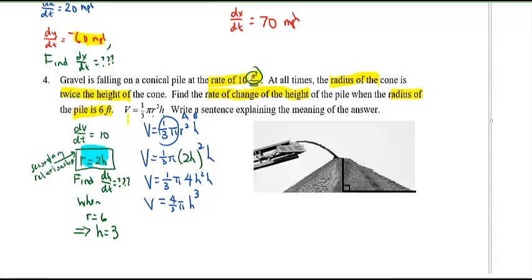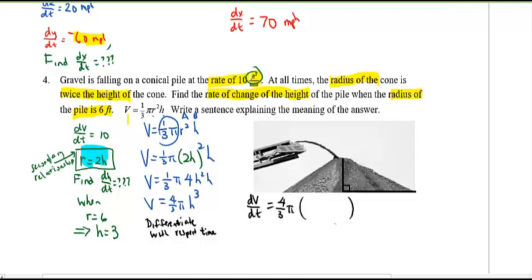And now at this moment, we can differentiate once again with respect to t, because t is our independent variable here, or time. And let's see what we get. So V prime can be written as dV/dt. 4/3 pi is a constant, and now I'm going to take the derivative of h cubed, which is 3h squared. And don't forget, yes, implicit differentiation, dh/dt.